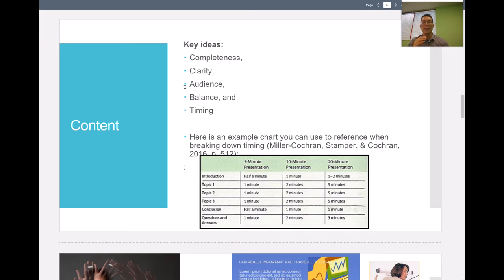And remember though, it's an audience that doesn't know very much about the topic. That's why you need to explain it clearly. Number 4 and 5, balance and timing. Well, I'm going to show you this little chart right here.